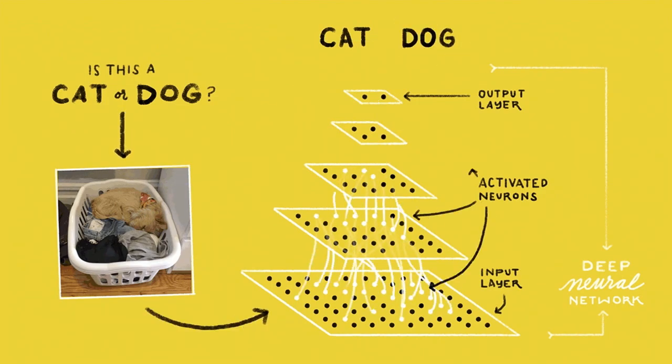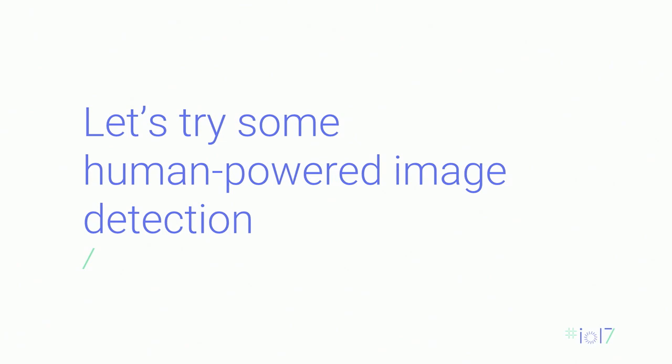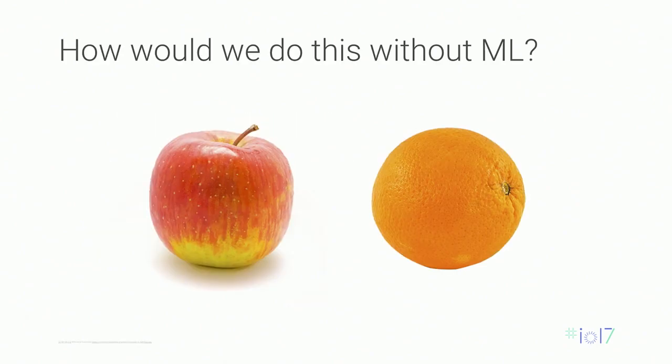But let's take a step back for a moment, and let's do this without a neural network. Let's do some human-powered image detection. Looking at these two pictures of an apple and an orange, if we were to write an algorithm, what are some features we might look for in our code to be able to differentiate between these two? You can shout it out. Color. Color is a great one. If we were to look for color, we could look at the majority of the pixels in the image. If the majority of the pixels are red, it's an apple. If they're orange, it's an orange. So that would work great on these two examples.